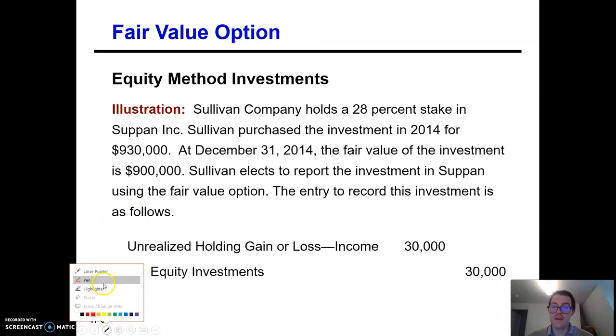And again, it's hitting income because it's the fair value option. So even if it's available for sale, it is going to be recognized in your net income. An equity investment account would go down.